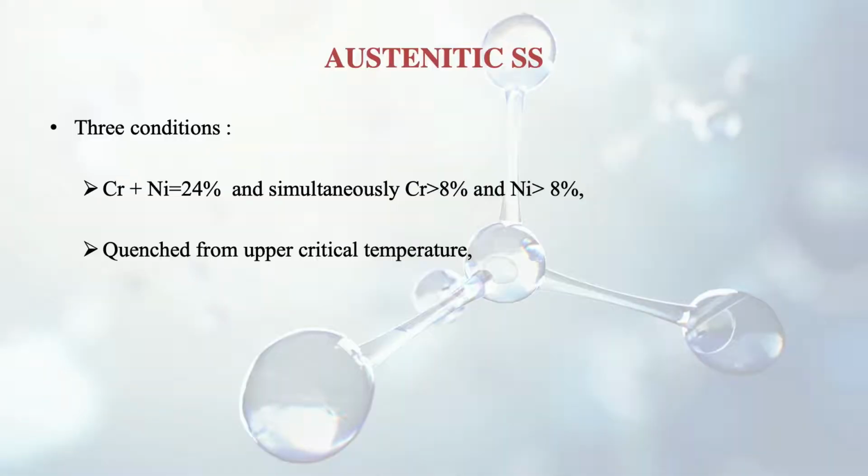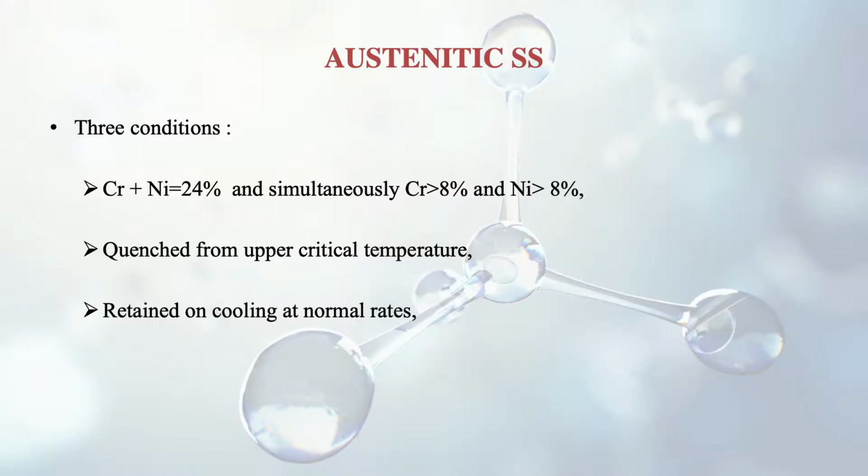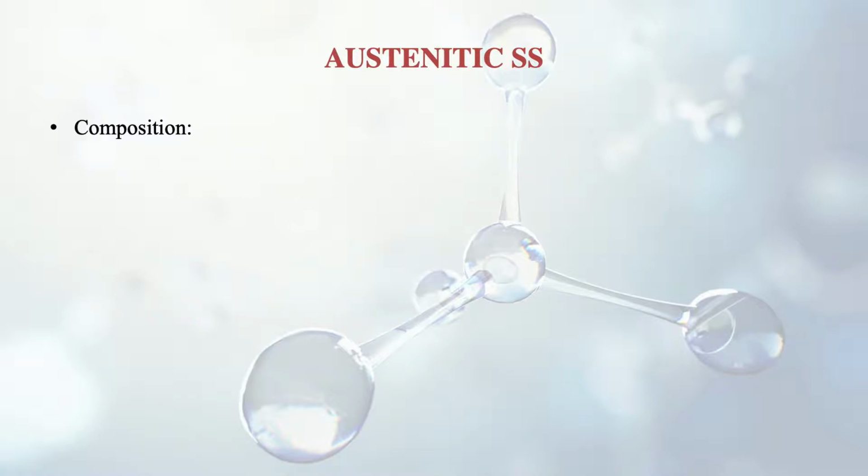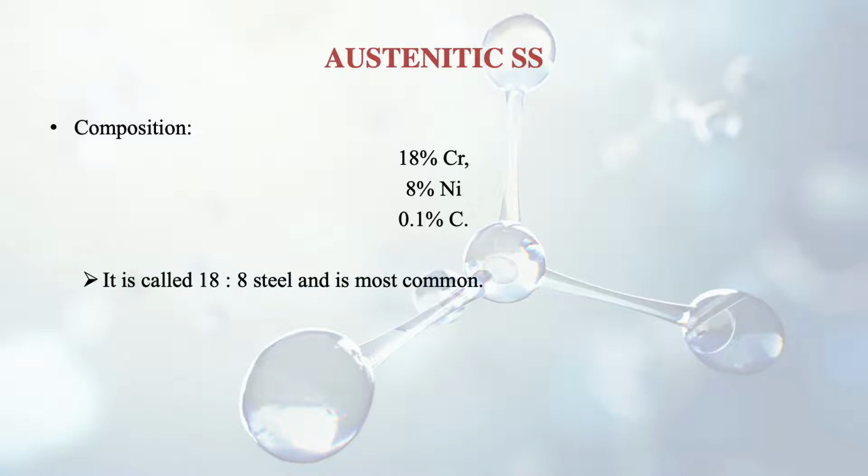In the process, it is quenched from the upper critical temperature. The upper critical temperature, as you know, was around 900 degrees centigrade. So it is quenched from that temperature, and then it is retained on cooling at normal rates. The composition is like this: 18% chromium, 8% nickel and 0.1% carbon. So it is also called 18-8 steel and is most commonly used.